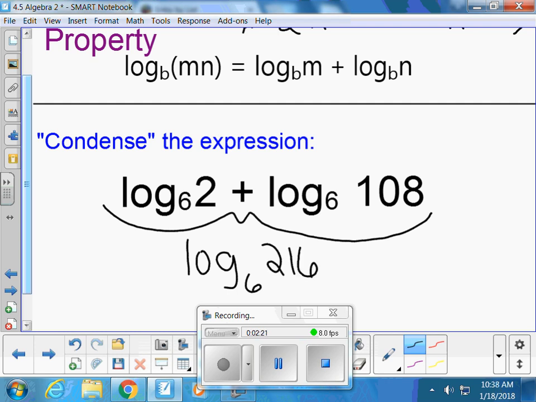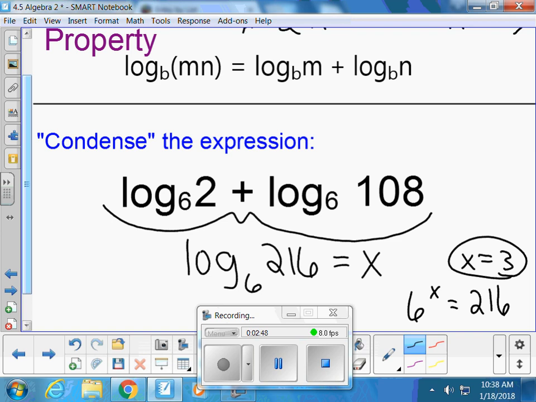Then, just for fun and for practice, after you condense, you want to attempt to solve it. 6 to what power would give me 216? You might need a calculator to experiment with that one. 6 to what power is 216? You figure it out? 3. Okay, thank you. 6 to the third power is 216. There you go.